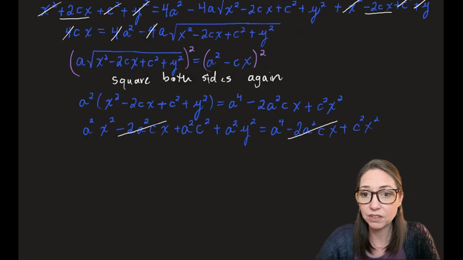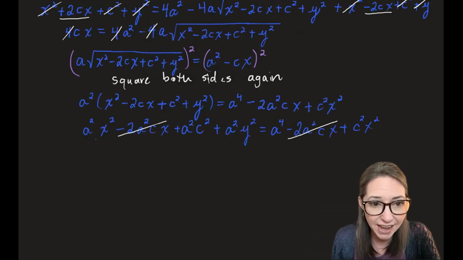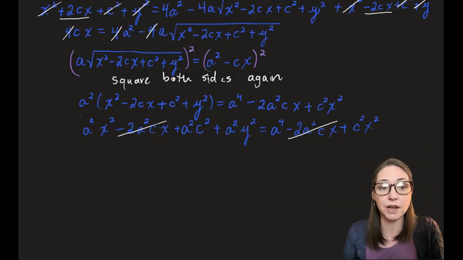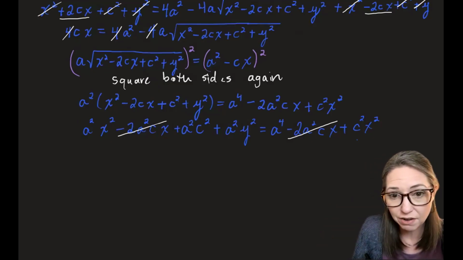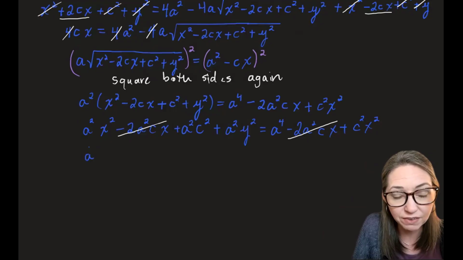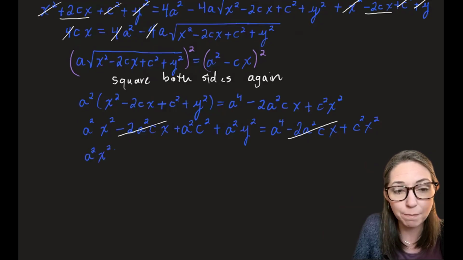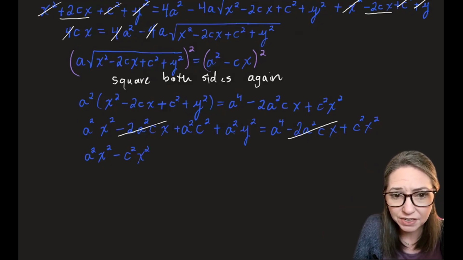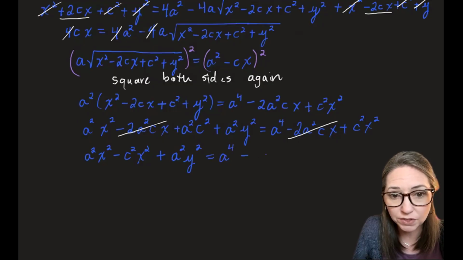What we need to do is rearrange just a little bit. So I want to get all of the x squareds on the same side. And right now I've got this one over here on the right and this other one over here on the left. So I'm going to minus the c squared x squared right here from both sides to move it over here to the left. So that'll give us a squared times x squared minus c squared times x squared. And then I'm going to bring down this plus the a squared y squared. I'm going to move that one to the other side. So plus a squared times y squared. And I'm going to subtract this one. So we have a to the fourth, I'm going to minus this term, a squared c squared.